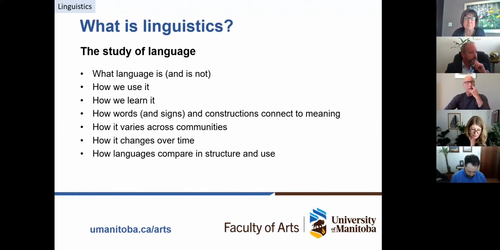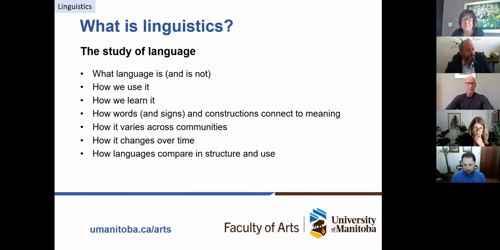So basically, linguistics is the study of language, not necessarily the study of some particular language, although in certain ways we do that too. But we do things like look at what language is, and perhaps even what language is not. Very important to us is how we use it, how we learn it. And then we think about, when you're using language, what does it mean to use words, for example? What does it mean to use some grammatical construction? And how is it that when you say something, somebody else understands what it is you said?